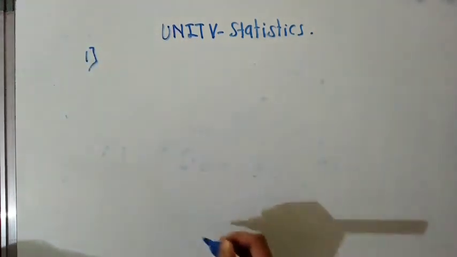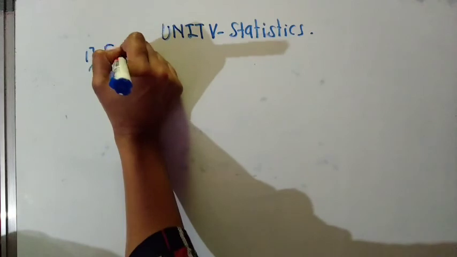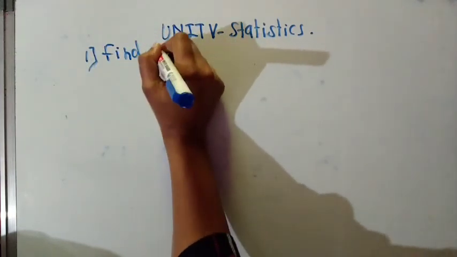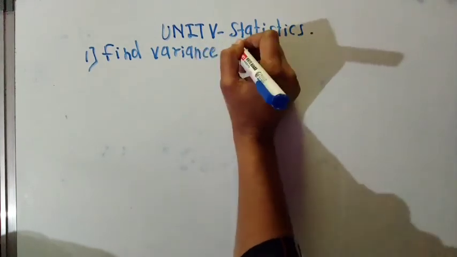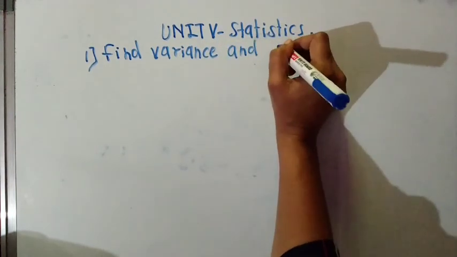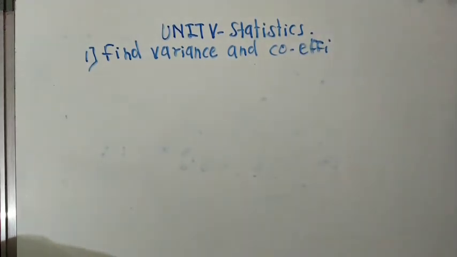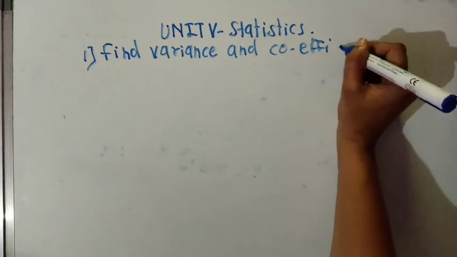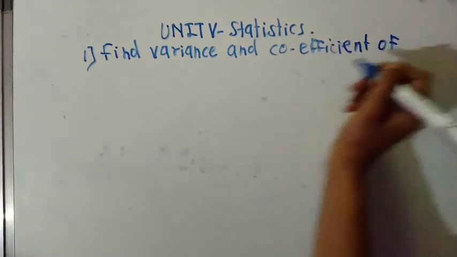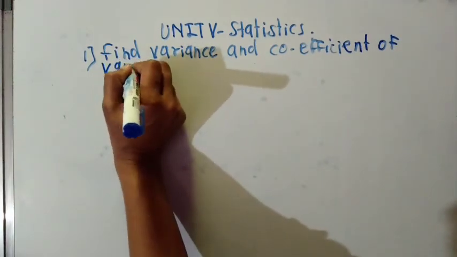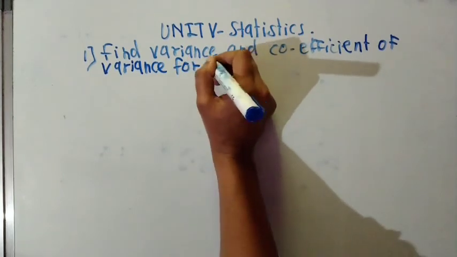Then, first example is: find variance and coefficient of variance. Find variance and coefficient of variance for the following data.